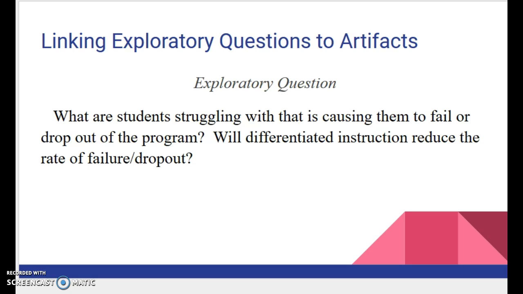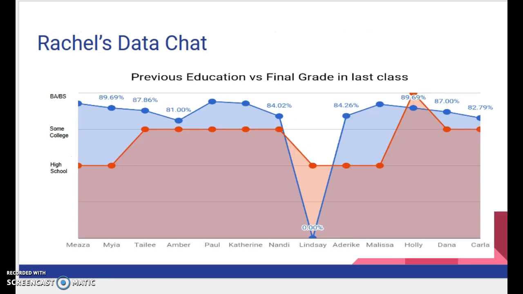So, linking our exploratory questions to the artifacts, the main one that we chose was, what are the students struggling with that's causing them to fail or drop out of the program, and will differentiated instruction reduce the rate of failure or dropout? So here is something that we looked at initially, which is previous education versus final grade in the last class that they took, and there was not a significant difference, not a correlation between those two things, but here's just the visual of what that looks like.